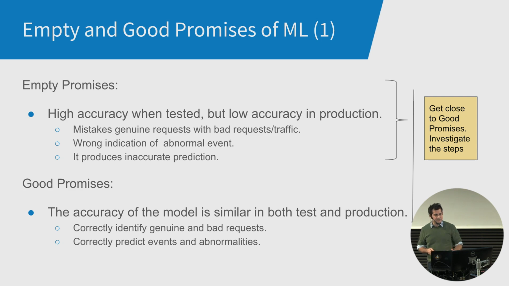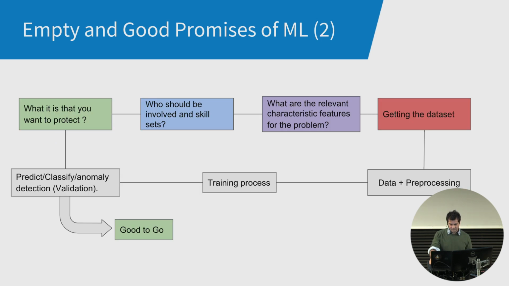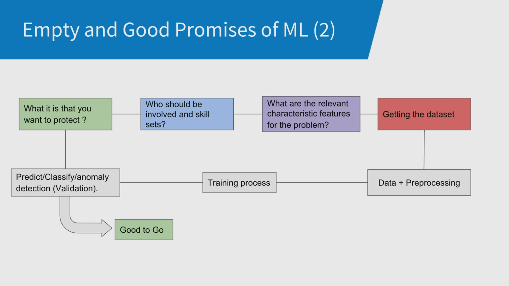And how are we going to do this? Every time I face this problem, I go back to square one. I ask myself, am I doing the right thing? Am I protecting the right service? Am I selecting the right characteristic features for this problem? Because selecting the wrong characteristic features will lead to wrong data sets, and hence you're doing something really irrelevant to that problem. Am I doing the right data processing?